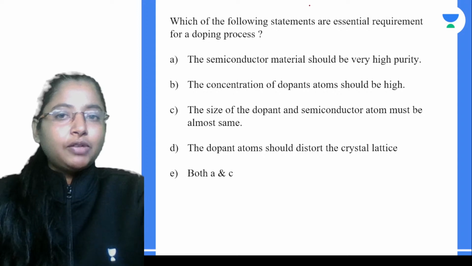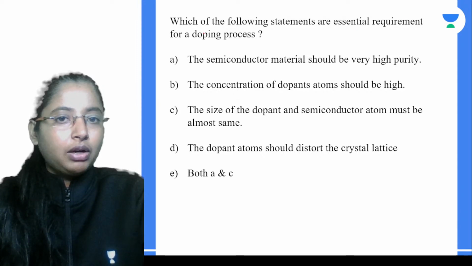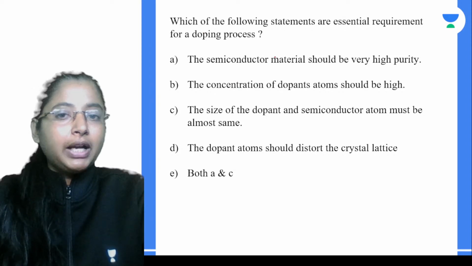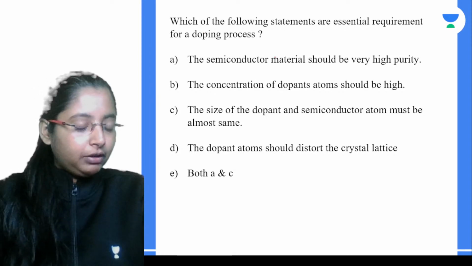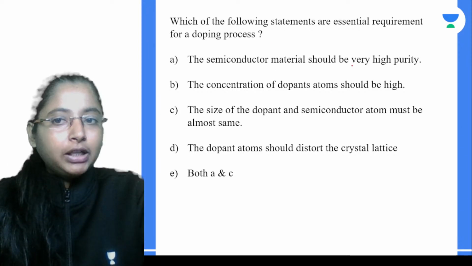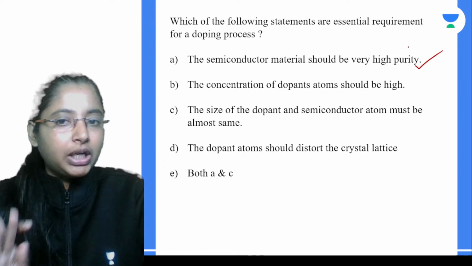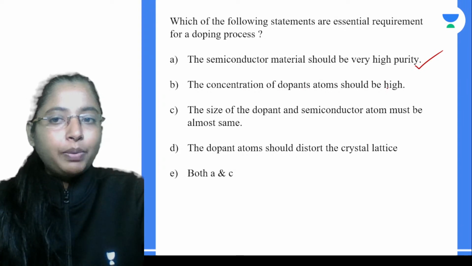Which of the following statements are essential requirements of doping a semiconductor? The semiconductor material that you're choosing to dope should have very high purity. That is correct. This is one of the essential requirements. The concentration of dopant should be very high. This is wrong. It should be 1 part per million.